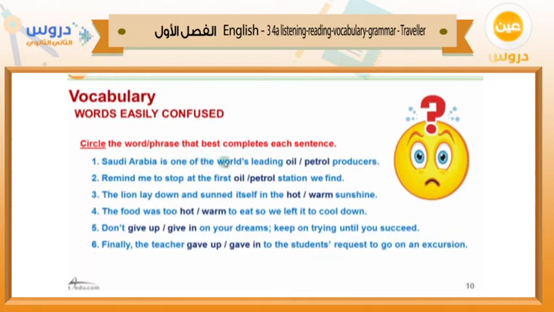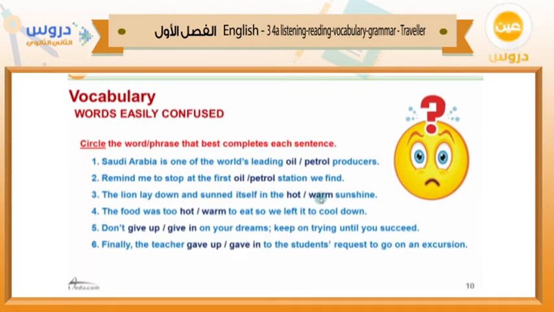Saudi Arabia is one of the world's leading oil producers or petrol producers. We have to check the dictionary and see the meaning in context here to decide whether oil or petrol is the best answer. 2, remind me to stop at the first oil station or petrol station we find. 3, the lion lay down and sunned itself in the hot sunshine or in the warm sunshine.